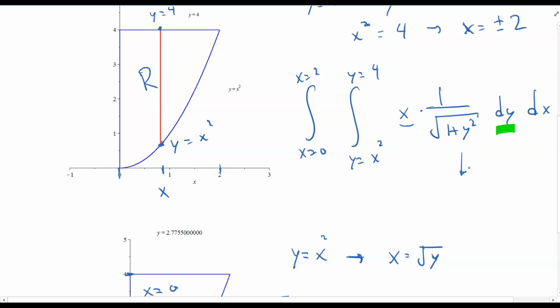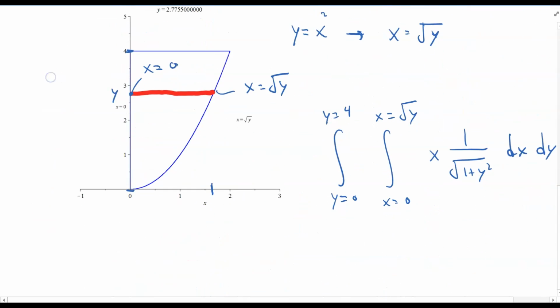All right, if that was 1 over 1 plus y squared without the square root, that wouldn't be so bad. That would be an arctangent. All right, but in this case, that would require a trig substitution for us to do this integral. Now, that's not impossible, but maybe it's easier to do this as a type 2 integral, so let's check that out.